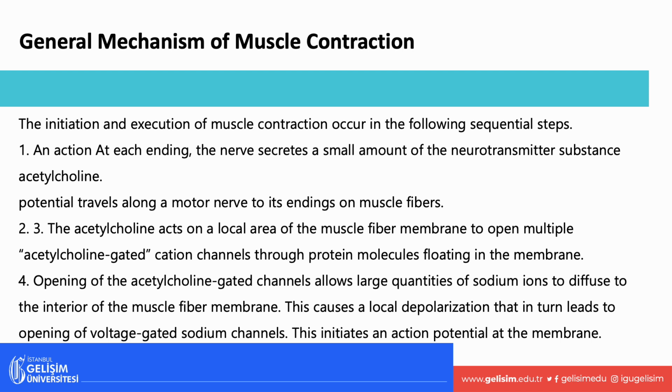So the initiation and execution of muscle contraction occurs in sequential steps. First, an action potential travels along a motor nerve to its endings on muscle fibers. Then the neurotransmitter substance acetylcholine is secreted by the nerve ending, which acts on a local area of the muscle fiber membrane. This opens multiple acetylcholine-gated cation channels through protein molecules floating in the membrane.